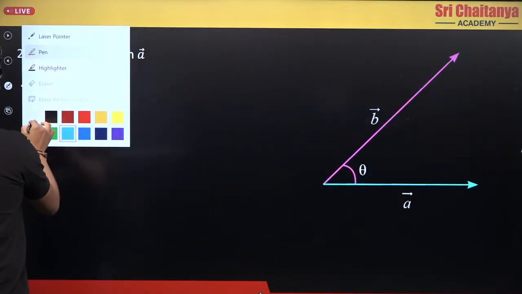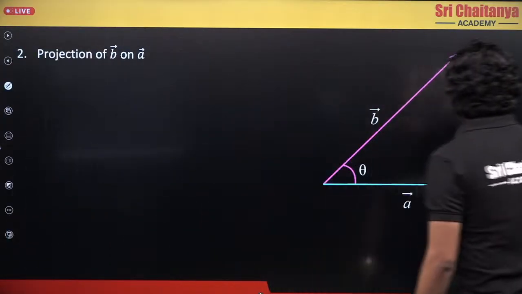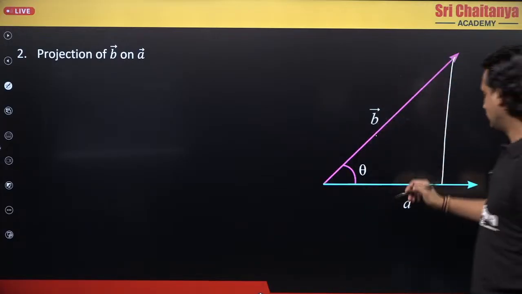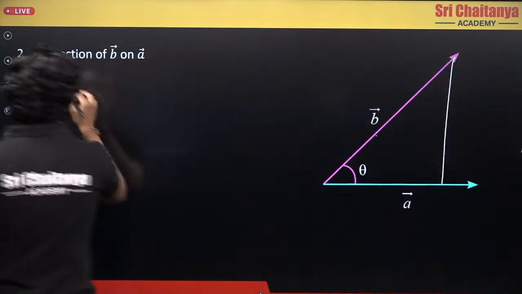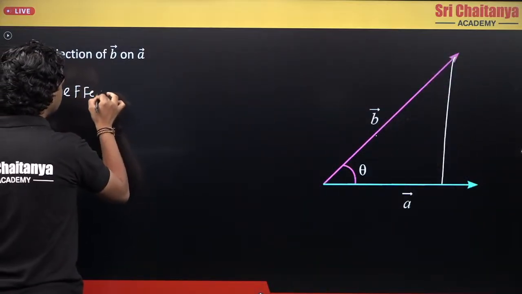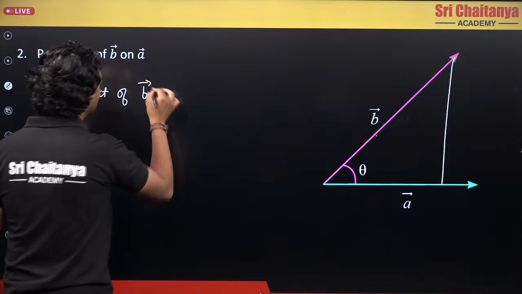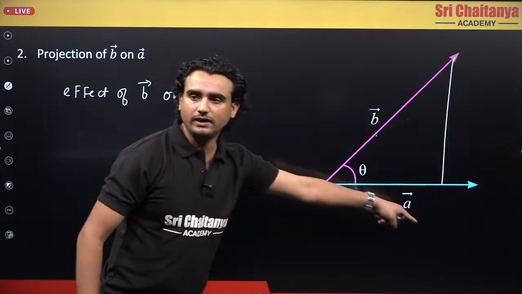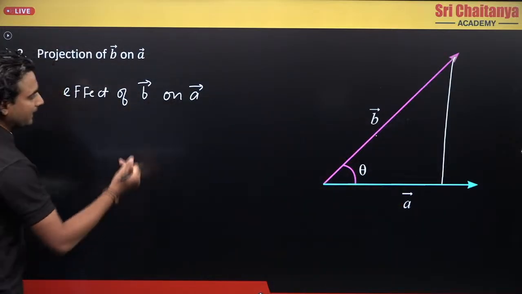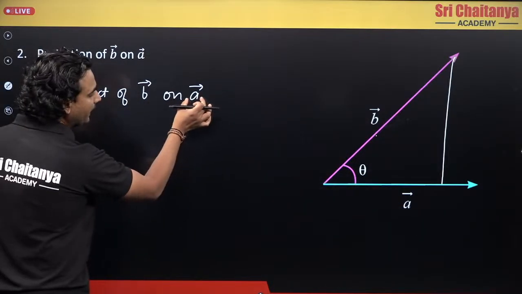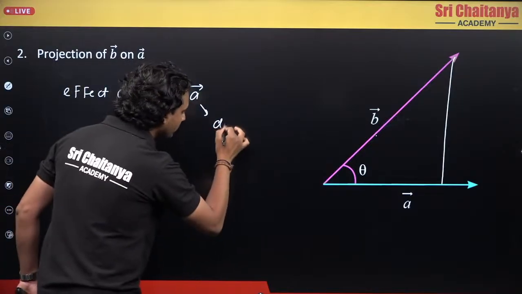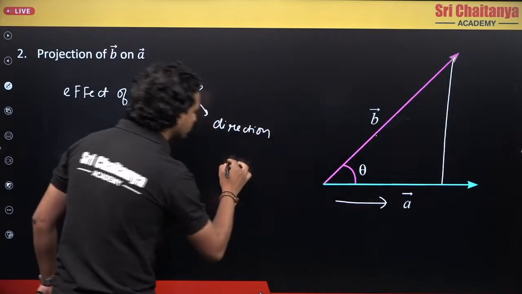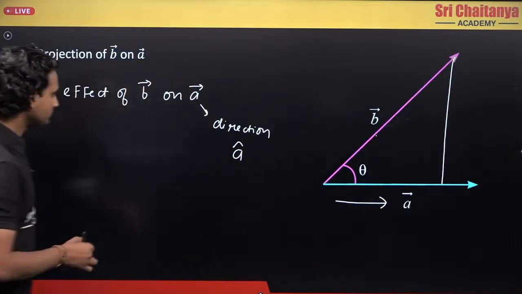Now next, what do I want to find? I want to find the projection of B on A. So basically I will say the effect of vector B on A. This is what I want to find, the effect of vector B on A, correct? So now whose direction do I need? I need the direction of A. So this is the direction I need. And what is this direction? This direction is unit vector A, correct?